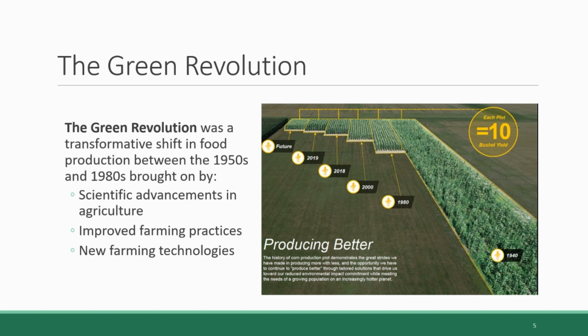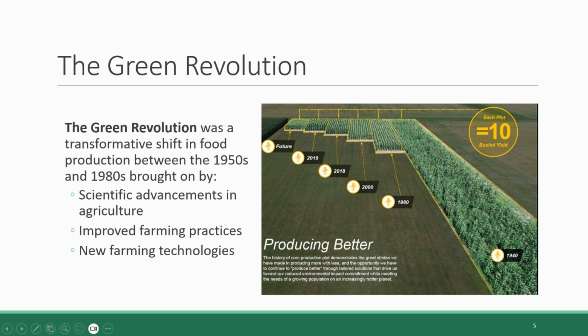And the Green Revolution was a transformative shift in global food production that was brought about by scientific advancements in agriculture, improved farming practices, and also new technologies and innovations that were developed. And it led to this stunning increase in agricultural productivity and efficiency, so much so that the growing world population was able to feed itself better than ever.